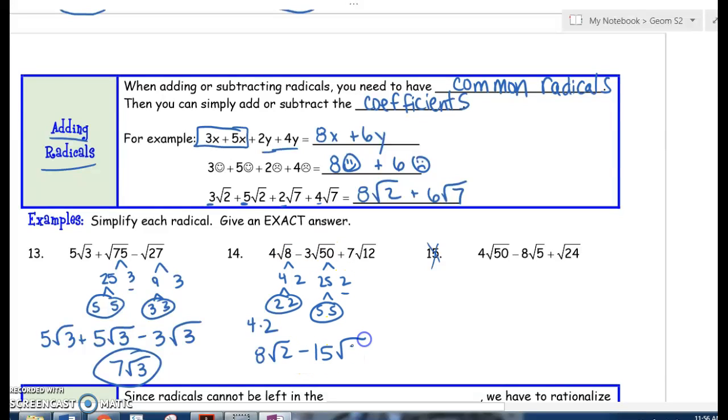And the leftover 2. And then 12, you can break that down to 4 times 3. So you got a pair of 2's joining the 7. 7 times 2 is 14, and you still have a leftover 3. After this, you can only combine the first two because they are the ones that have the root 2. This one has a root 3, which makes it different. So you just combine 8 minus 15, that's negative 7 root 2. And then you still have 14 root 3. That just kind of gets added on to the end.